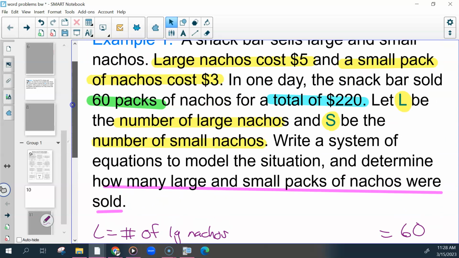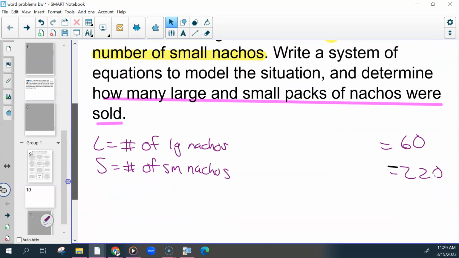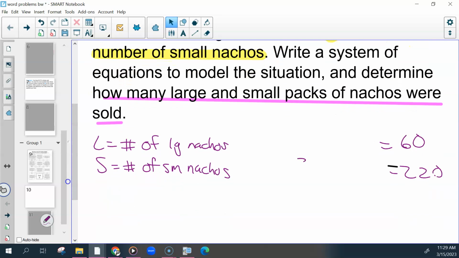Each pack of large nachos costs $5, each pack of small nachos costs $3. We know L represents the number of large nachos, we know S represents the number of small nachos, and it's going to equal 220. How do we put that together? Or backwards, either or, does not matter.